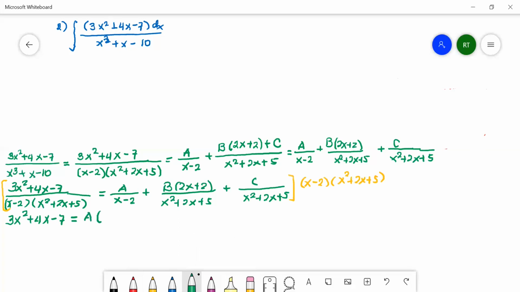So a times the quantity x squared plus 2x plus 5. Okay, then plus b times the quantity 2x plus 2. Of course, we have to multiply this by x minus 2. Then plus c times the quantity x minus 2.